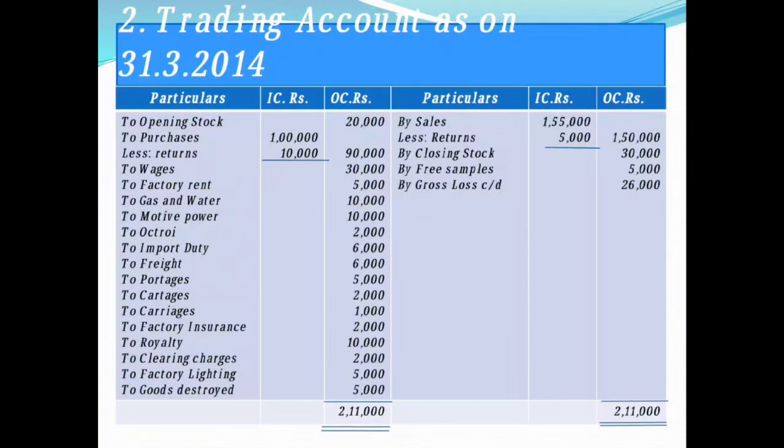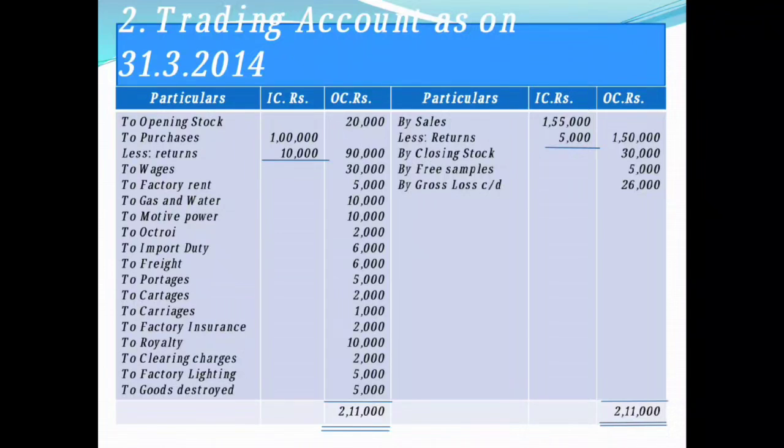Now the debit side we have more amount, 2,11,000, and the credit side you have less amount, 1,50,000 plus 30,000 plus 5,000. So how much will you get? 1,85,000 you will get, and the debit side we have 2,11,000 here. So 26,000 is a gross loss here because the debit side is more and the credit side less. So we have the balancing amount on the credit side, which is the gross loss.